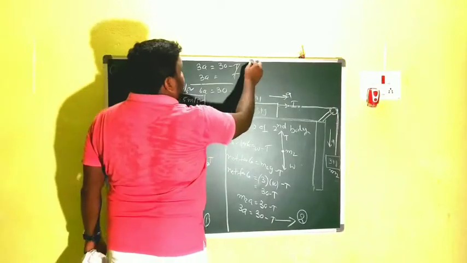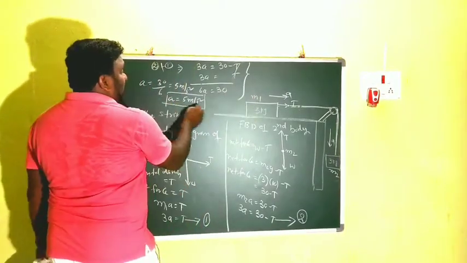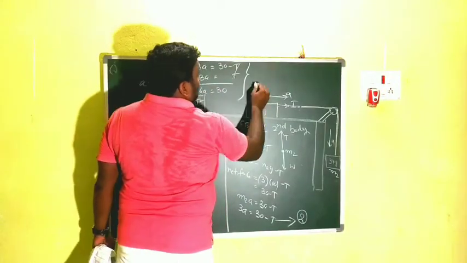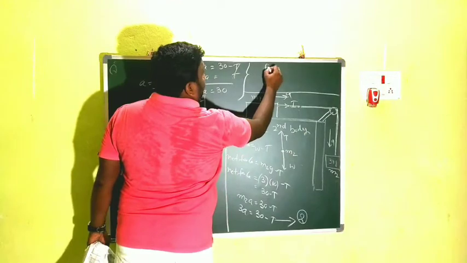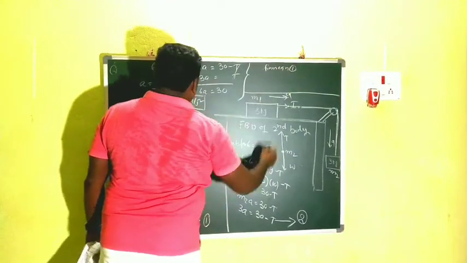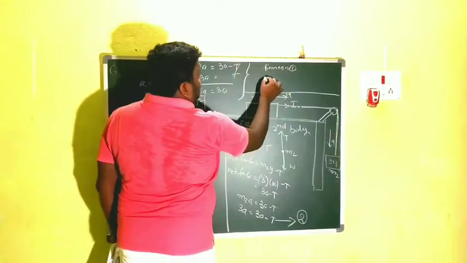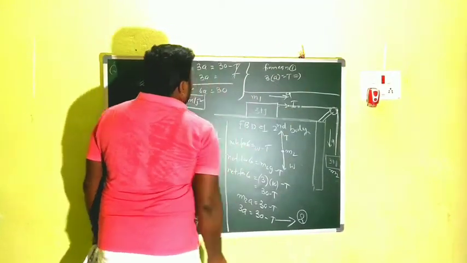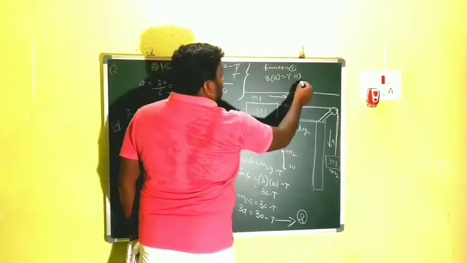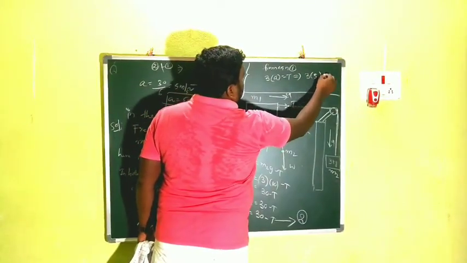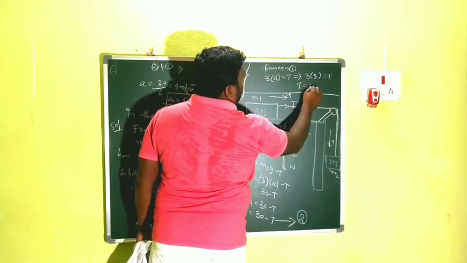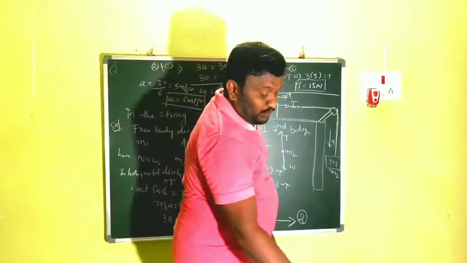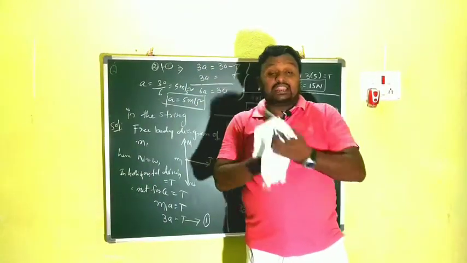Now we have to substitute there. So we already found the acceleration. Now 3a is equal to T, from equation number 1. From equation number 1, what do you have? 3a is equal to T. That means what is the value of a? 5. Then 3 into 5 is equal to T, and T is equal to what do you have? 15 newtons. T is equal to 15 newtons.